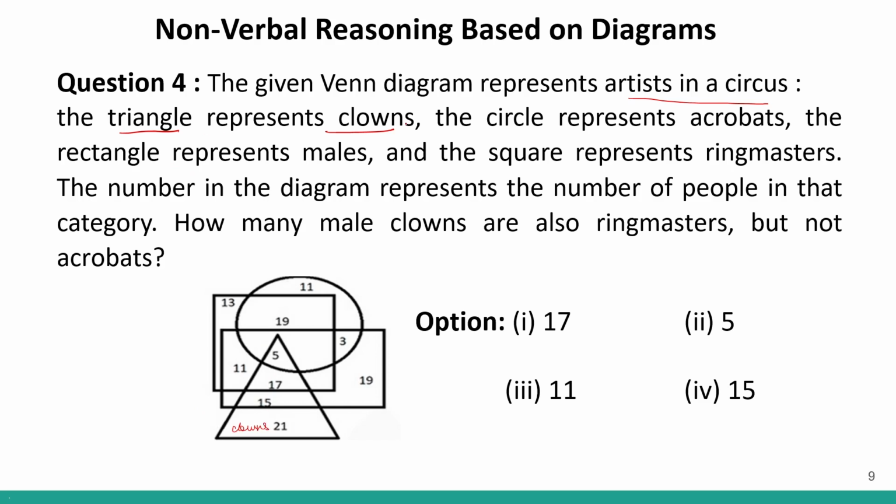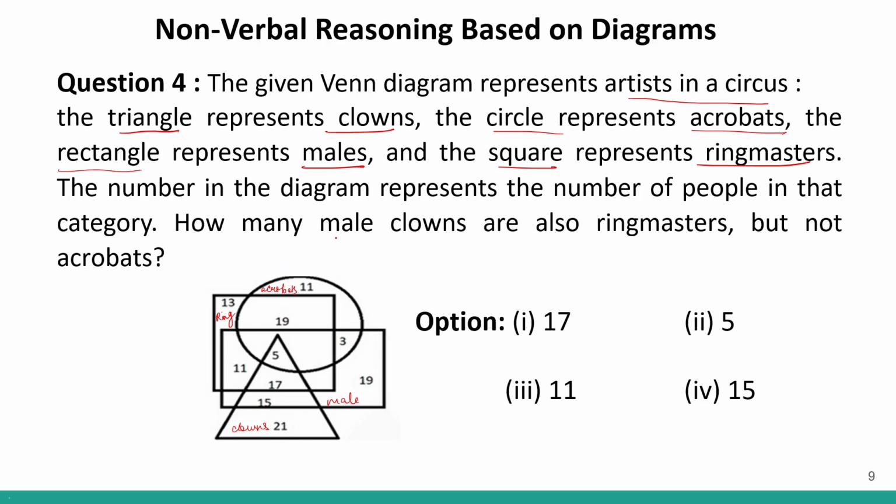Okay. Then the circle represents acrobats. So the circle means they are all acrobats. The rectangle represents male. So rectangle means they are all male. Square means ringmasters. So square is this one. It means they are all ringmasters. Okay. The number in the diagram represents the number of people in that category.